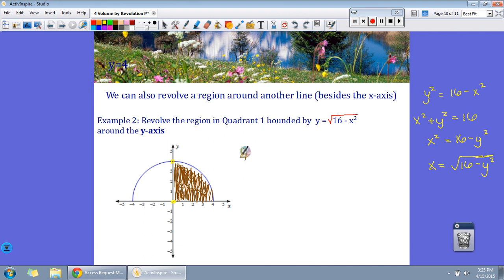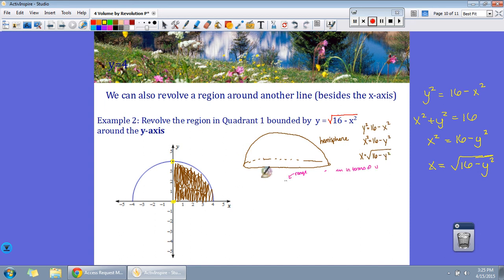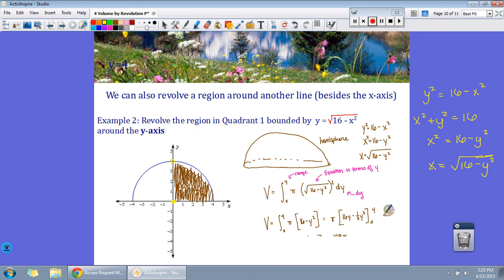So my volume is going to be a hemisphere. And we're going to put everything in terms of y. When you square a square root, the square root goes away. We're going to integrate. We're going to plug in 4 first. So we get 128 pi over 3 units cubed.